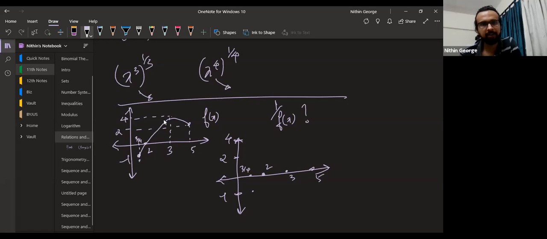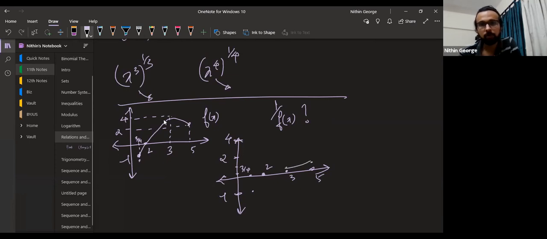Okay. At 5, this value is 2. 1 by f will become 1 by 2. So this will be 1 and this will be half. So 5 will be here. Now, at 3, it takes the value 4. At 3 here, it will be 1 by 4. All right. So it will be somewhere here. Go to 0.